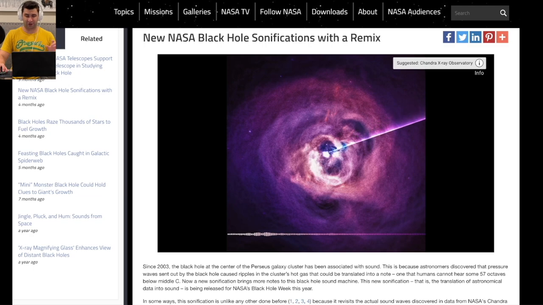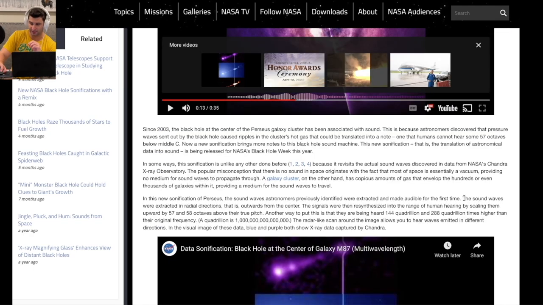Super creepy and eerie. However, going down here it says that the sound waves were extracted in radial directions, that is, outwards from the center. The signals were then resynthesized into the range of human hearing by scaling them upward by 57 and 58 octaves above their true pitch. Another way to put this is that they're being heard 144 quadrillion and 288 quadrillion times higher than the original frequency.